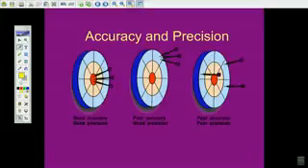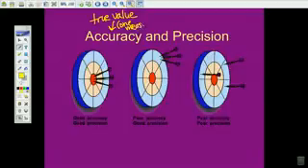Alright, accuracy and precision. Accuracy is how close you get to the true value. This is usually one measurement. You're looking at one particular measurement and seeing how close you got to the accepted value. So here, if you look at the bullseye, all these darts represent a measurement, and the bullseye is the true value, and so these would all be accurate.